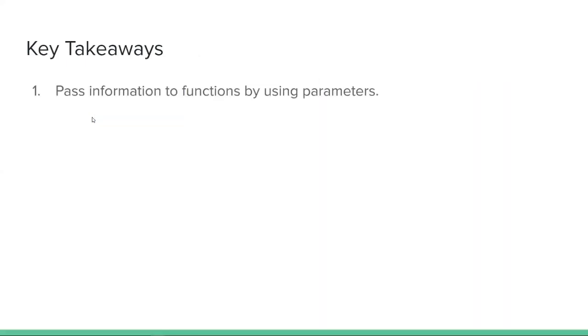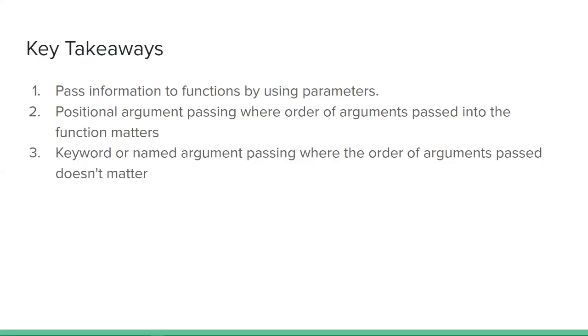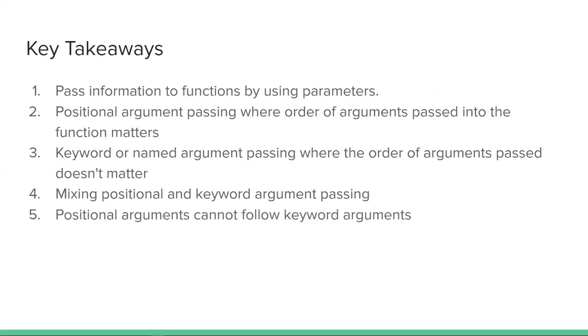So the key takeaways: we pass information to functions using parameters, and those are arguments, right? Positional argument passing, where the order of arguments passed into the function matters. So that is positional argument passing. The order matters in this scenario. For keywords, order doesn't matter because we've assigned a keyword and the value to that keyword. So we can do mixing of positional and keyword arguments, but just remember that a positional argument cannot follow a keyword. And creating predefined values for keyword arguments, that's like your default values.